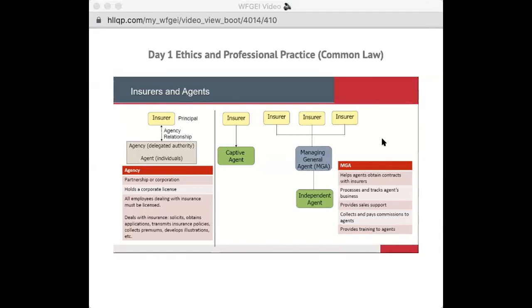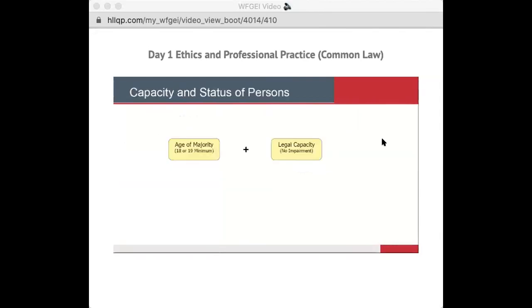And so those are your two major distribution channels. Of course, there are some minor ones, online, for example, or through the internet, things of that nature. But these are your two major distribution centers, you might say: through a captive environment and through the MGA independent channel environment. So let's move on.